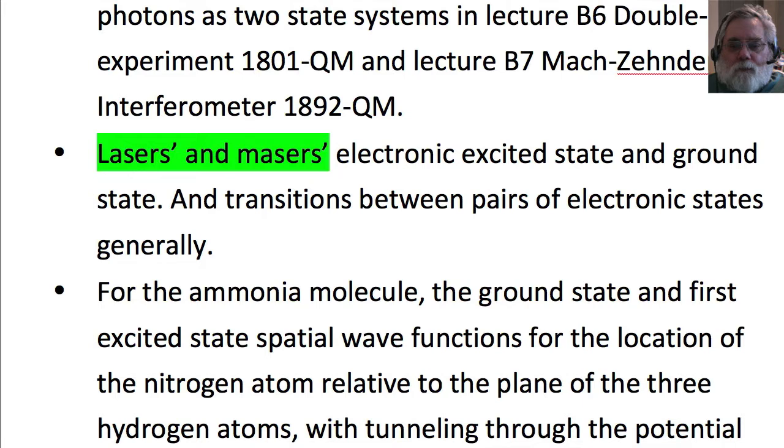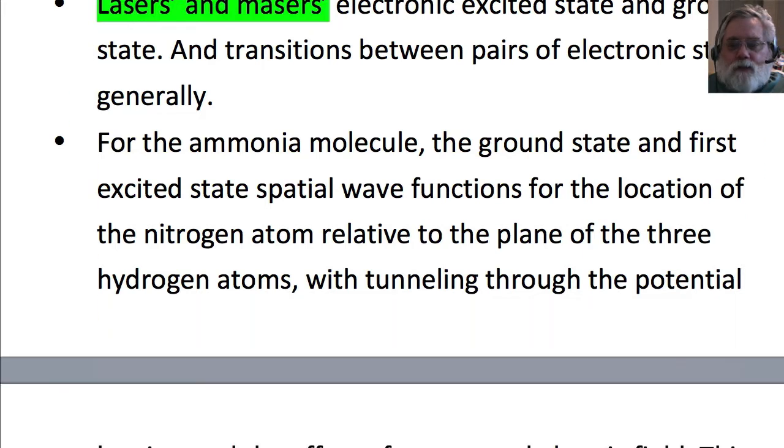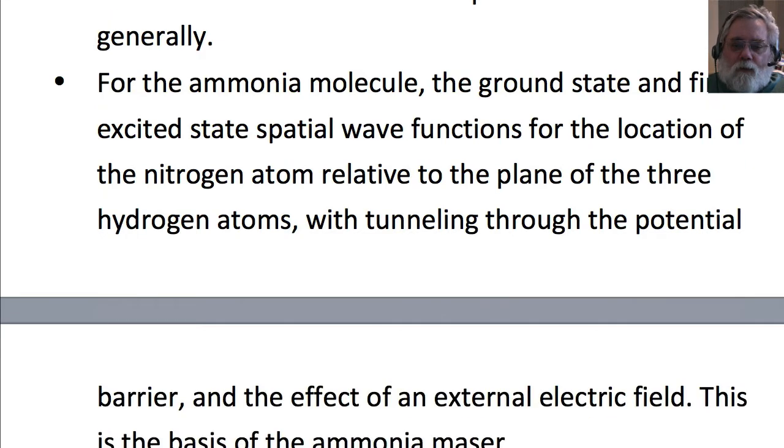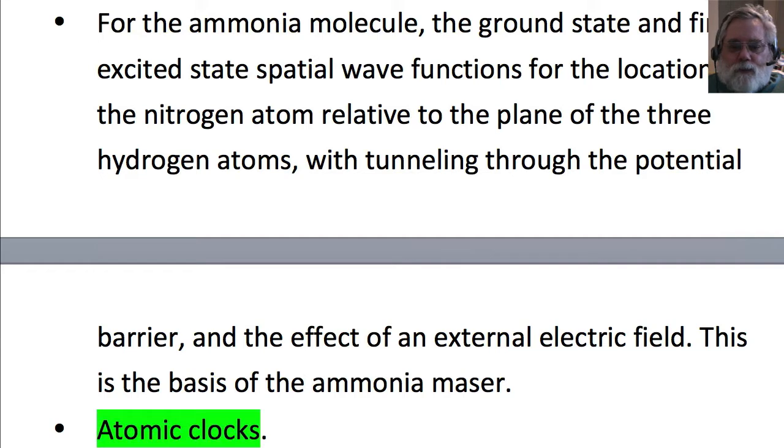For the ammonia molecule, NH3, nitrogen and 3 hydrogens, the ground state and first excited state spatial wave functions, not for the electrons, but for the location of the nitrogen atom relative to the plane of the 3 hydrogen atoms, where the nitrogen atom can tunnel through the potential barrier. That and the effect of an external electric field can be described as a two-state system. This is the basis of the ammonia maser, which predated the first laser by at least 10 years.